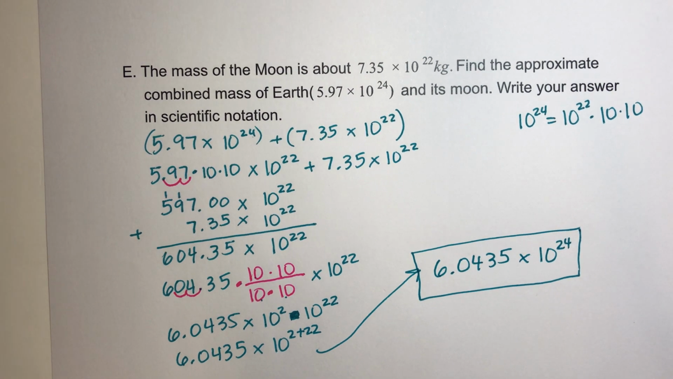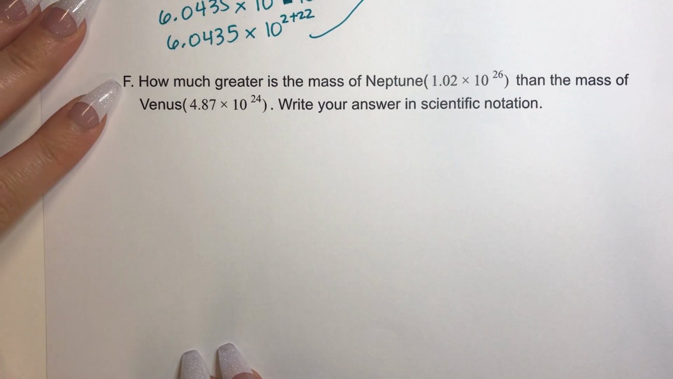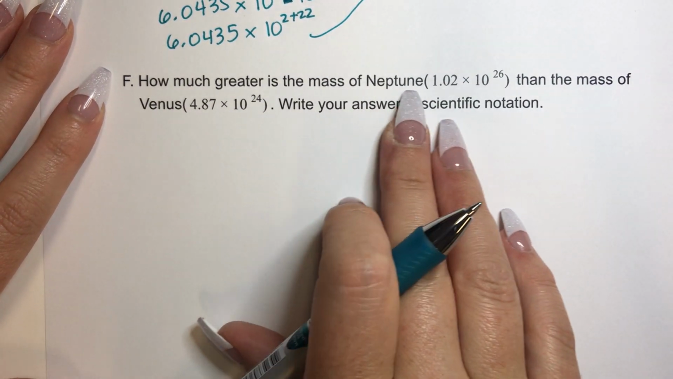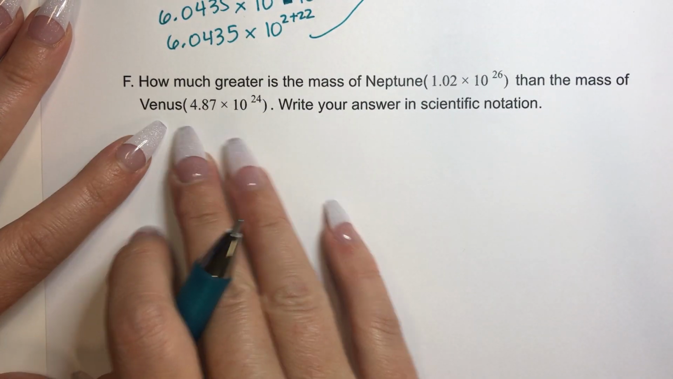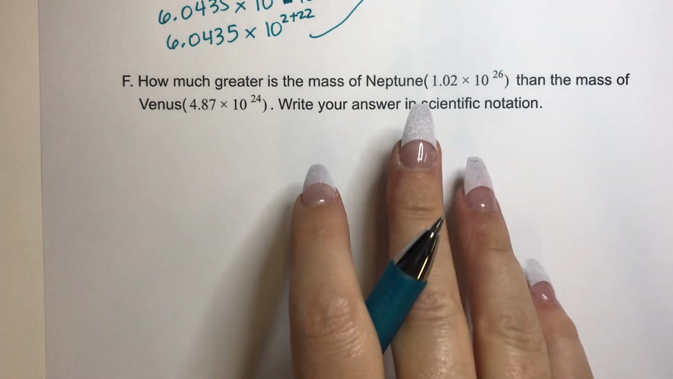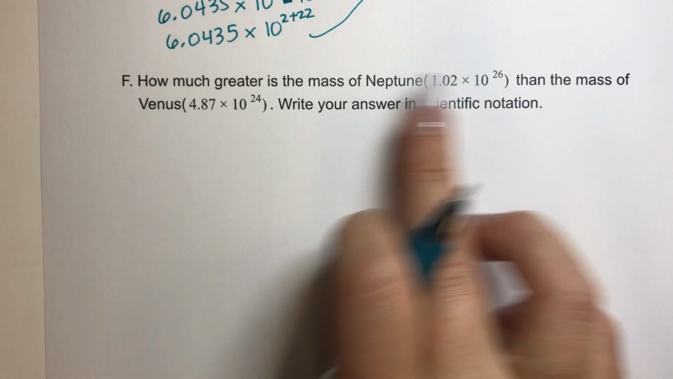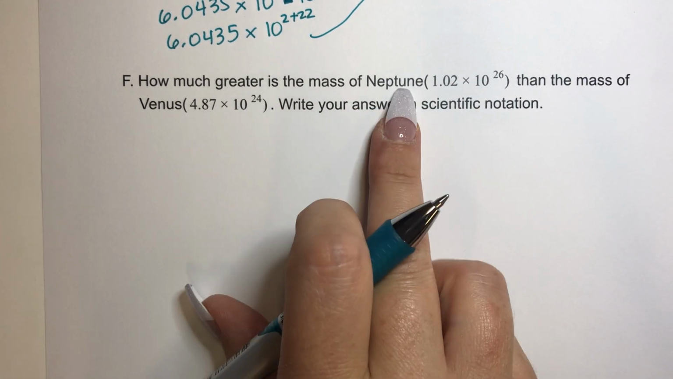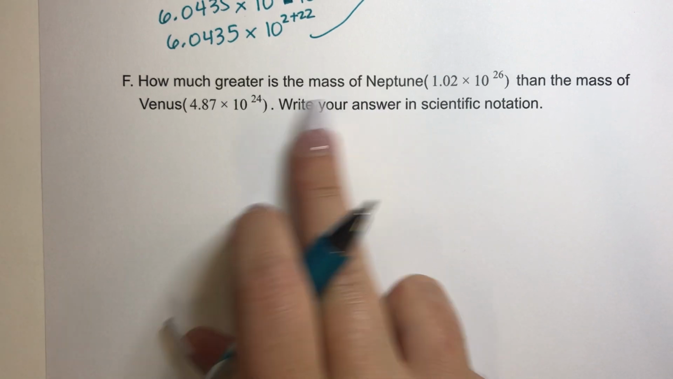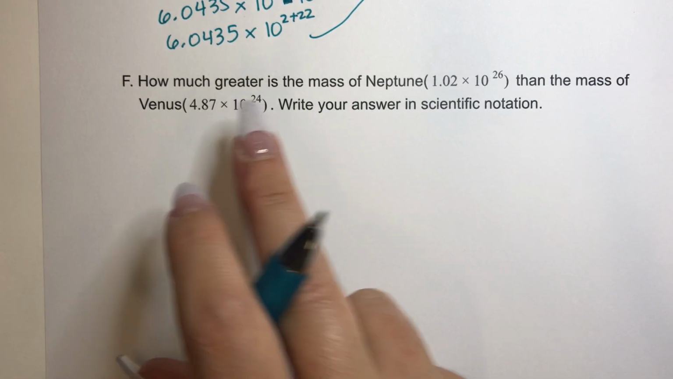All right. Okay, let's look at F. It says, how much greater is the mass of Neptune than the mass of Venus? Write your answer in scientific notation. So it wants to know how much greater, which means we're going to take the big one, right? We know it's bigger because 10 to the 26th power is bigger than 10 to the 24th. And we're going to subtract them to figure out what the difference is, because if we know the difference between these numbers, then we know by how much greater one is.